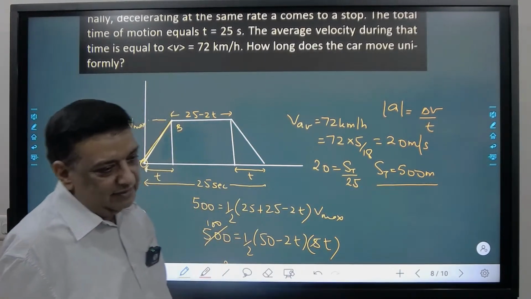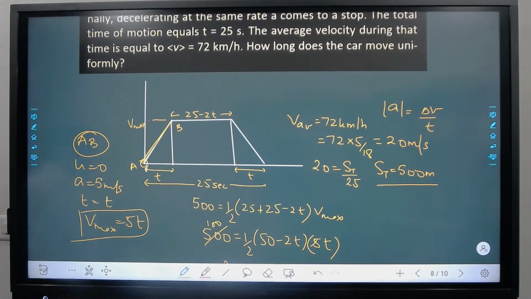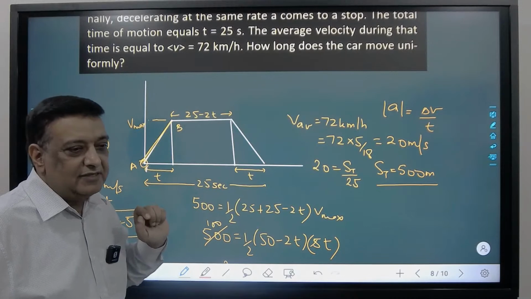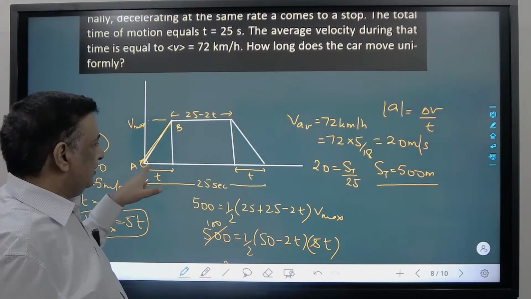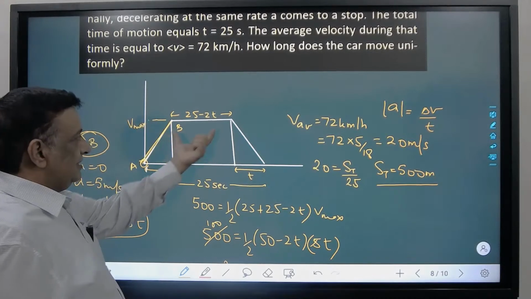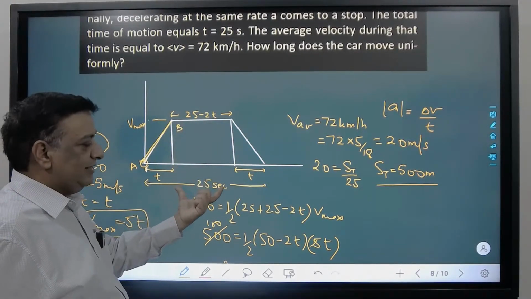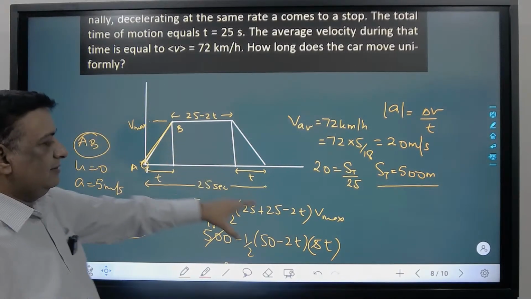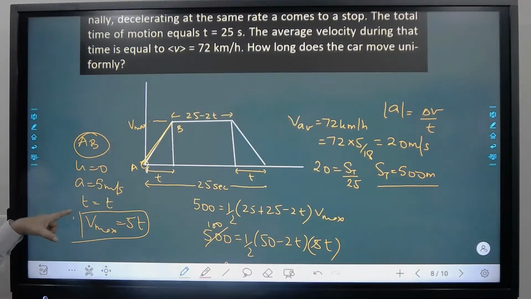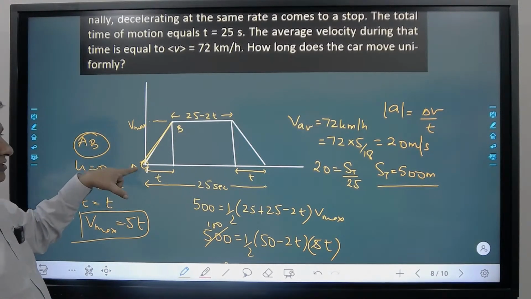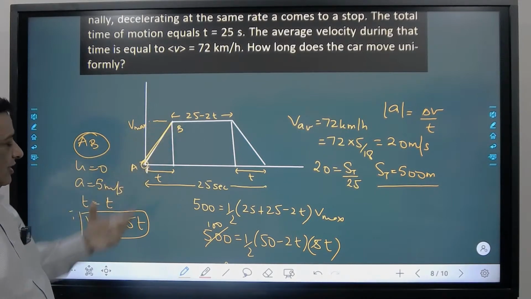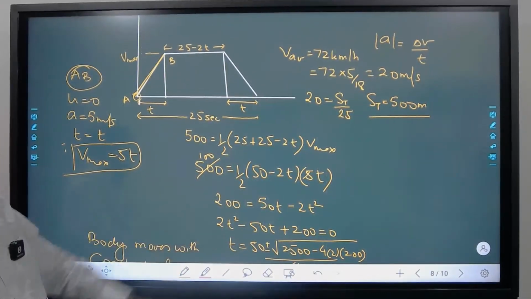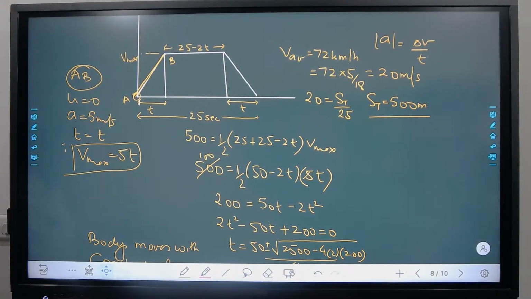First we find the distance traveled. Once we know the distance traveled, you apply the graphical method. The graphical method says that the area under the graph is the distance traveled. So what is the area of the trapezium? Half the sum of opposite sides. One side is 25 minus 2t, the other side is 25. So half the sum of opposite sides into the distance between them, and that is V max. You can get the value of V max from here. A to B, initial speed is 0, final speed is V max. So you can find that V max is equal to 5t. Put the value of V max and you will get t, and then you have to find the value of 25 minus 2t.